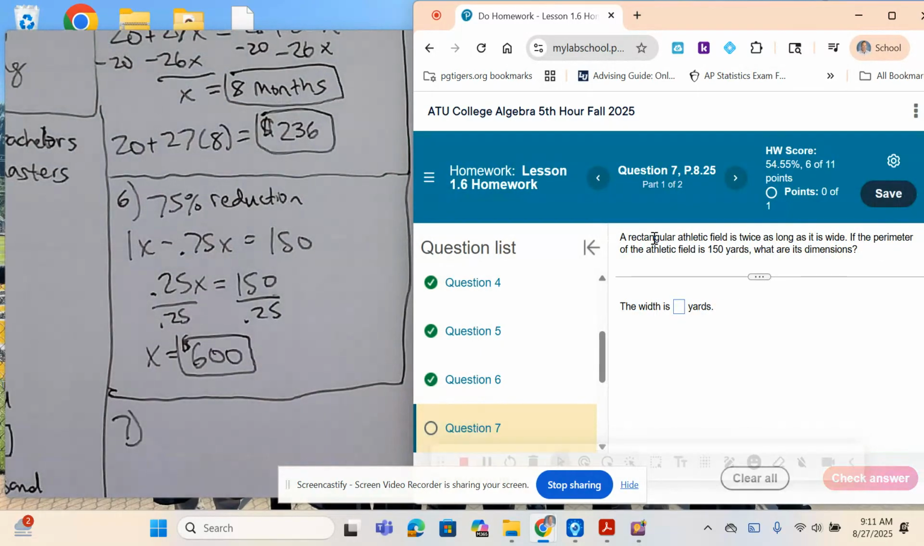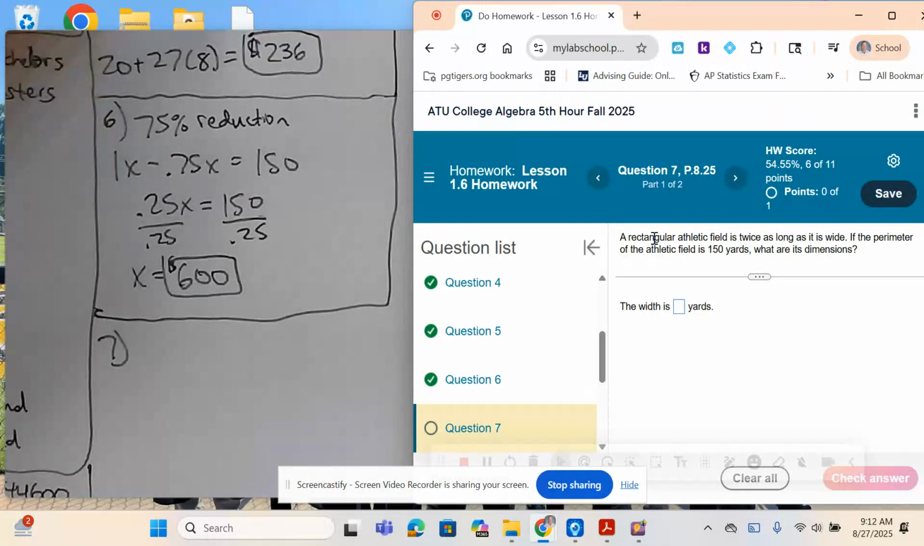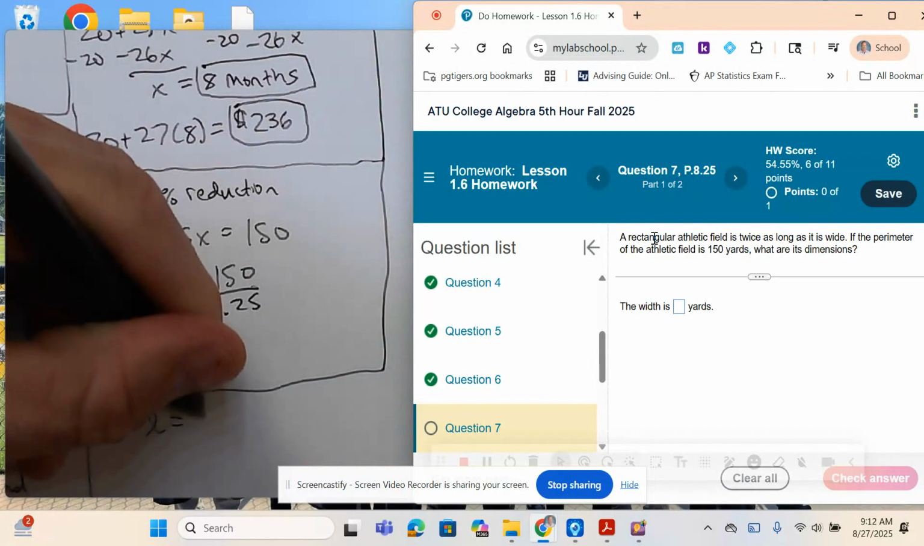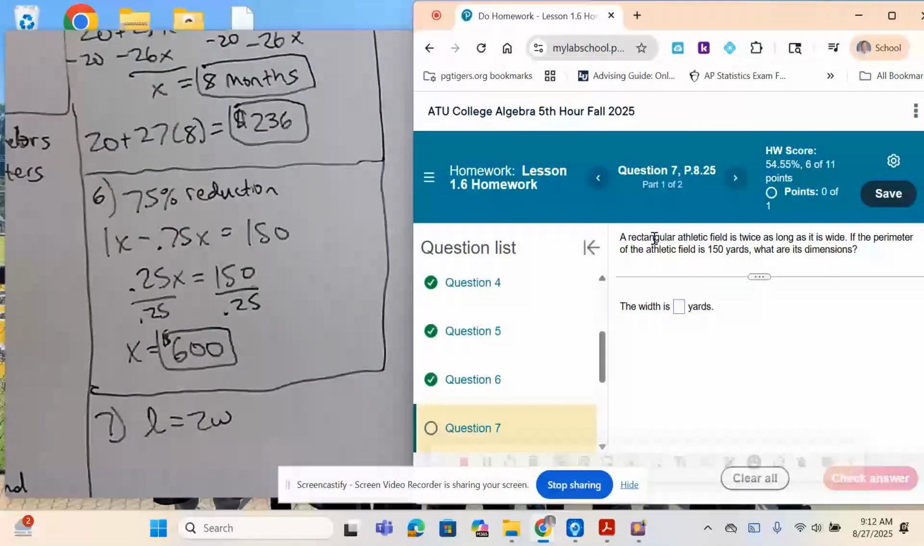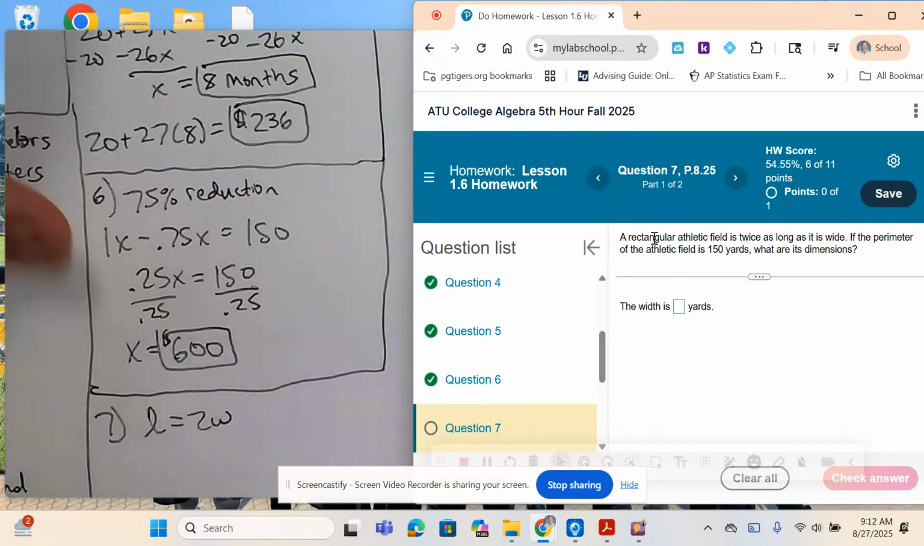All right, number 7. A rectangular athletic field is twice as long as it is wide. The perimeter of the athletic field is 150 yards. What are its dimensions? So I'm going to use L and W this time. The athletic field is twice as long as it is wide. That's tricky, though, because that means the length is equal to 2 times the width, technically, right? Because if a field is twice as long as it is wide, that means the length of it is twice the width. That's tricky.